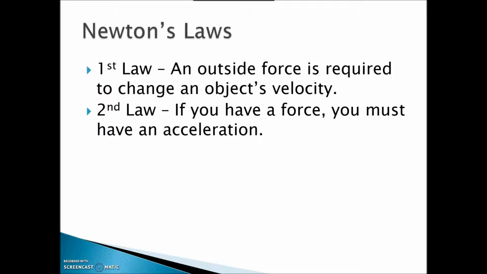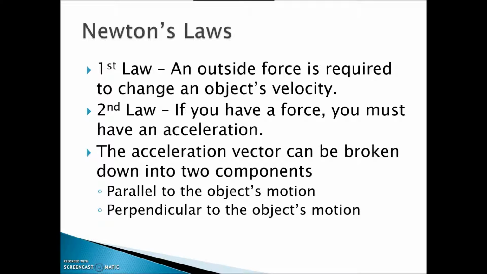If we have an outside force, we will have a change in an object's velocity. And when we have this outside force, we will have an acceleration. Now this acceleration is a vector, and it can be broken down into two components, one that's parallel to the object's motion, and one that's perpendicular to the object's motion. Up until now, we've been dealing with parallel to the motion. The centripetal acceleration is perpendicular to the object's motion.